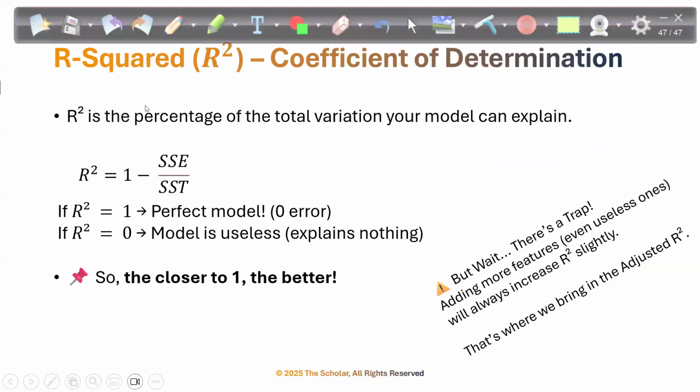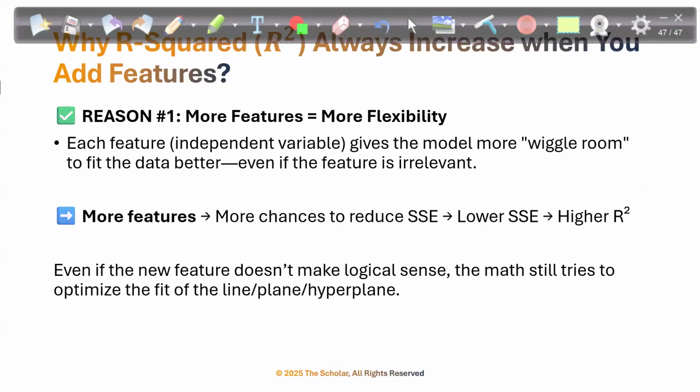Now let me come to this part. This slide you already discussed, that R square is 1 minus SSE by SST, and you can see it's more closer. But wait, there's a trap. Adding more features, even useless ones, will always increase R square slightly. That's where we bring the adjusted R square value, right? So R square will always increase, whether the feature is important or not. And that is the problem. So how will I take care of that? I'll discuss in some time, but why is it happening like this?